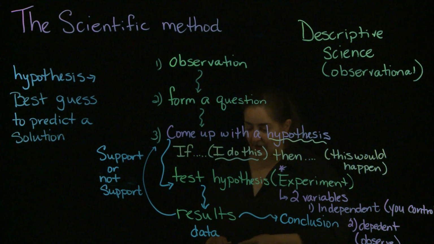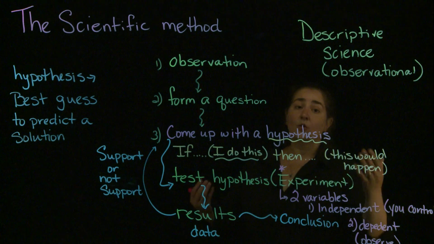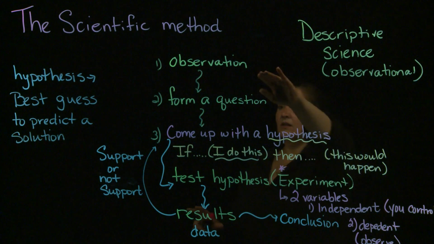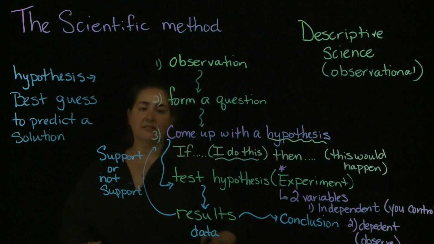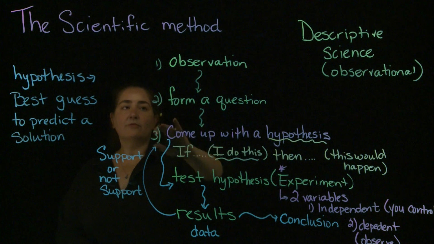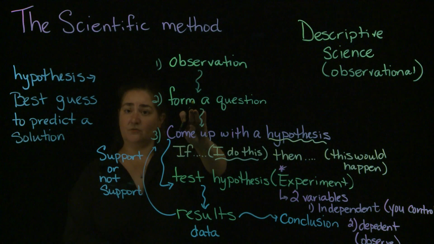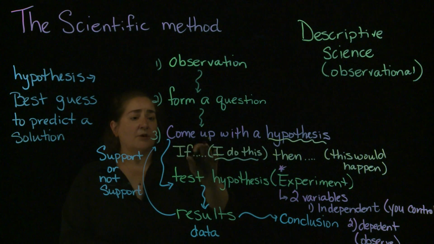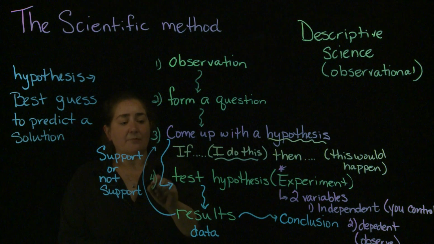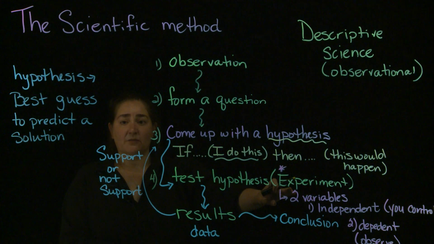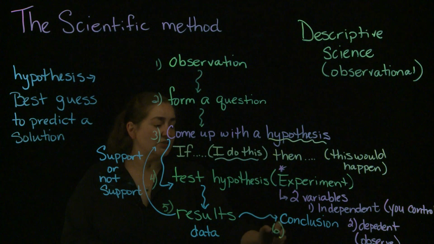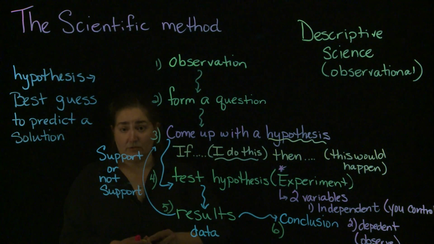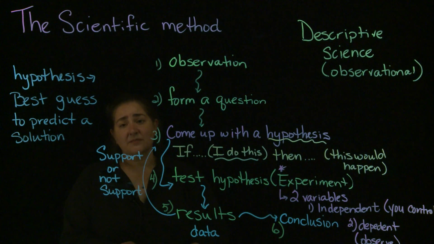In terms of the scientific method, what I want you to be able to tell me are the steps involved in the scientific method. So I kind of stopped numbering here because I got ahead of myself. We've got observation, which leads you to form a question, which allows you to come up with a hypothesis. Your hypothesis is tested via experimentation. Once you do an experiment, you gather results. Your results lead you to a particular conclusion, okay? Those are the basic steps of the scientific method.